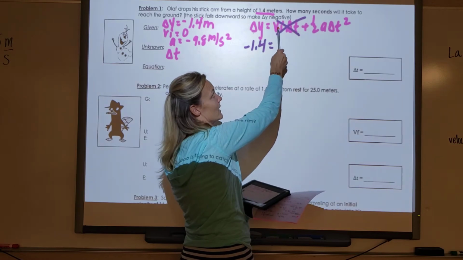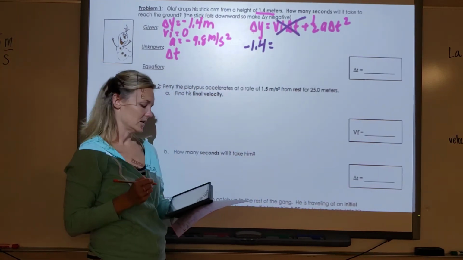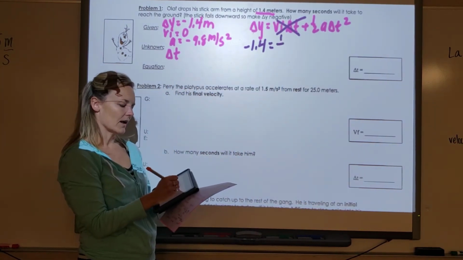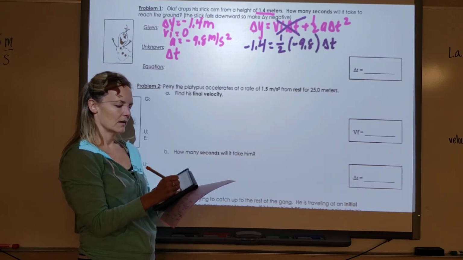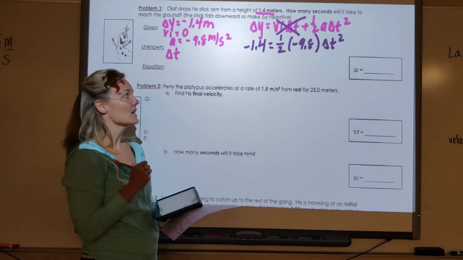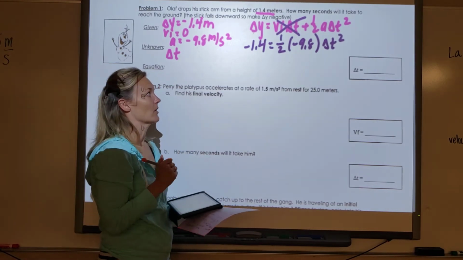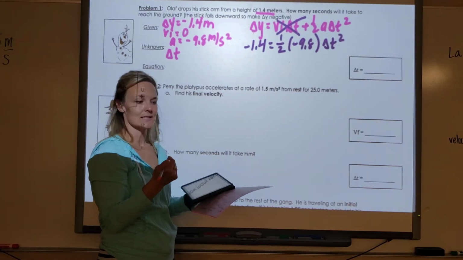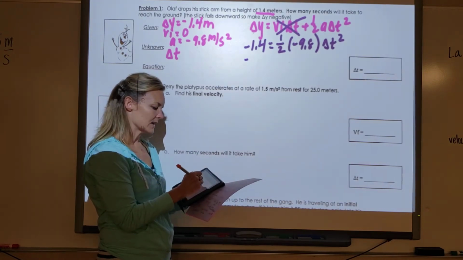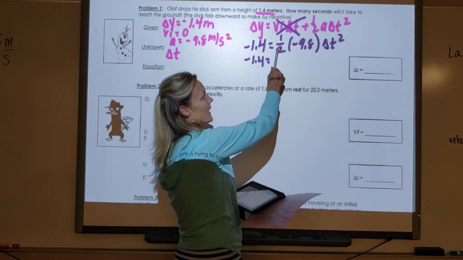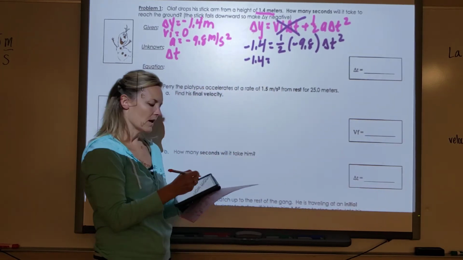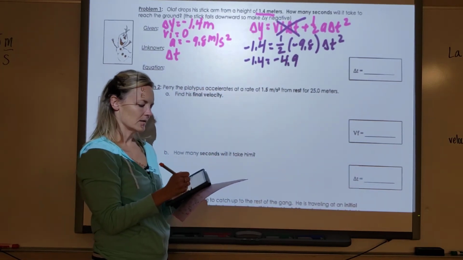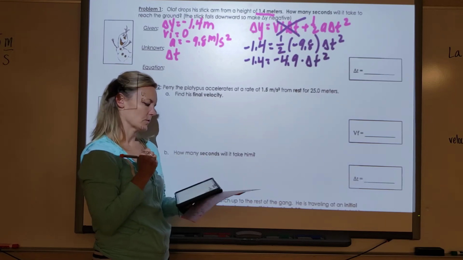Can't put a t in there, it's multiplied by 0, it's gone. So on the other side, all I have is 1/2 times negative 9.8 times t squared. Some of you will be able to just pop that in your calculator. Others of you need to condense it a little bit more. So if that's the case, all 3 of these are multiplied, so multiply those together and you get negative 4.9 times t squared.